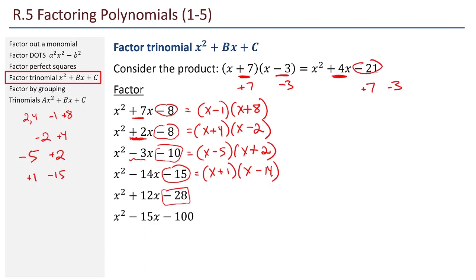Negative 28. What makes negative 28? Well, 7 and 4. We'll say 4 and 7. Can I work 4 and 7 to make 12? 4 plus 7 is 11, and I can't add or subtract to make 12. Okay, so 4 and 7, that's not going to work.